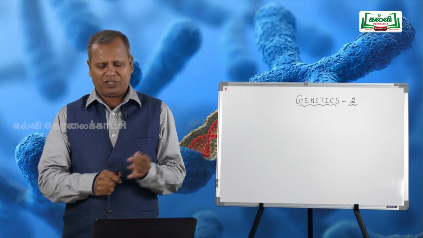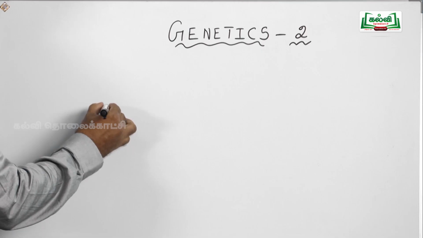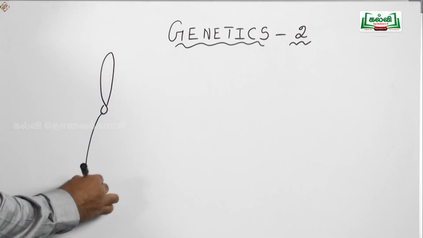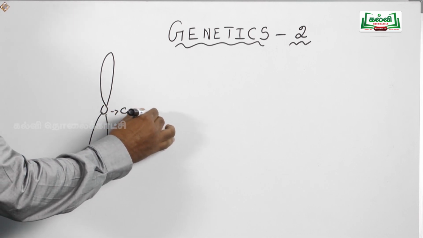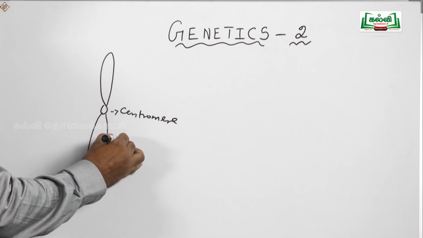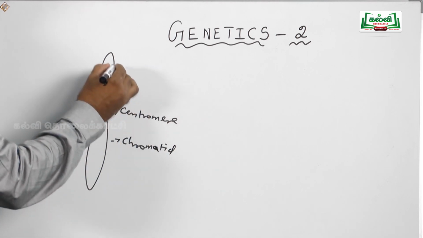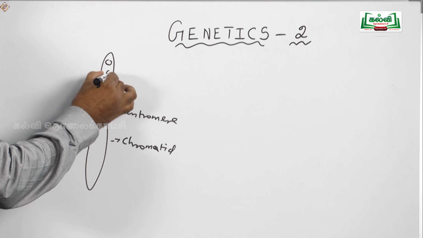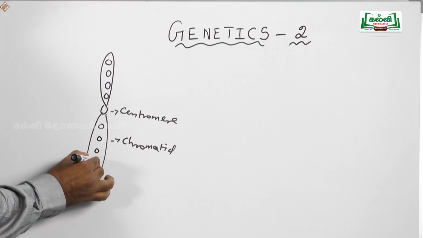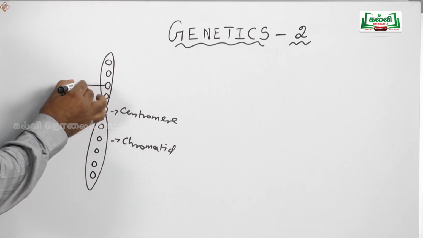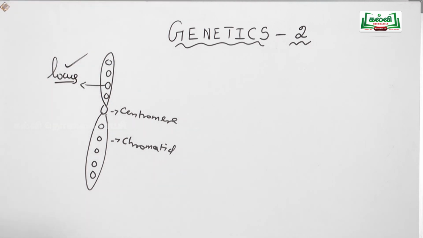Before gene interaction, intragenic, you should have a clear idea about the locus. This is a chromosome with centromere and with the chromatid. This is centromere, this is chromatid. The position of a gene or an allele in a chromosome is said to be locus.